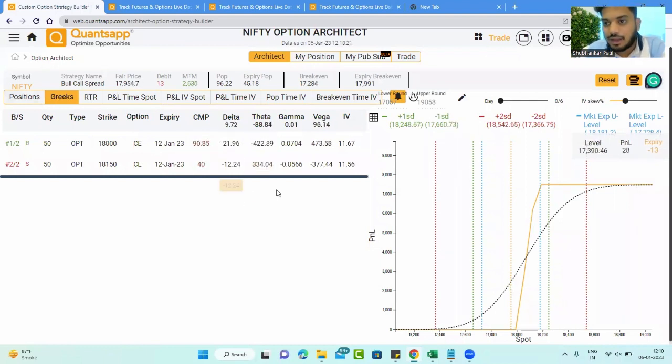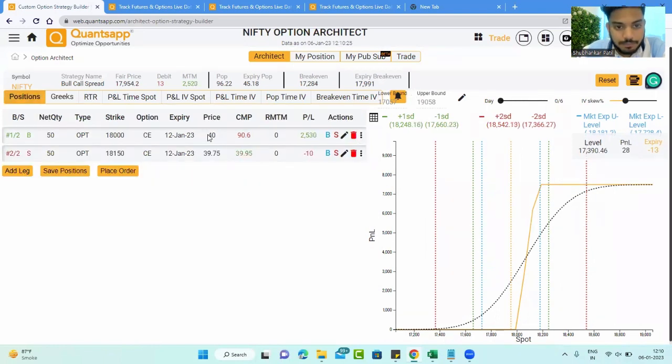Just go ahead and sell an out of the money option. Try to keep the premium of the bought leg equal. You bought at 40, you sold at 40. Try to keep it equal and you would be good to go, right? And this is how the payoff will look.